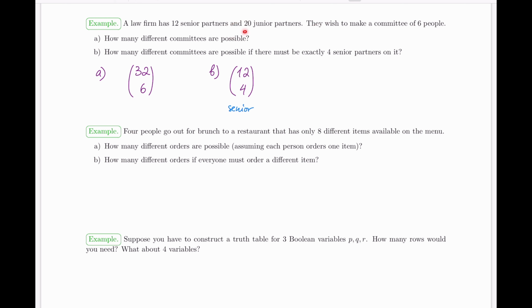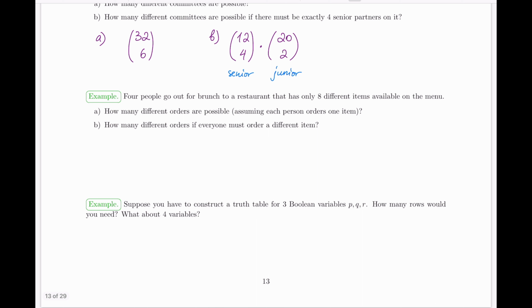So 2 other people have to be chosen from this 20. So 20 choose 2 will give me the number of junior partners that I have to supplement my committee with. And because both of these things have to happen in order to form a committee of 6 people, I'm going to multiply them by each other.